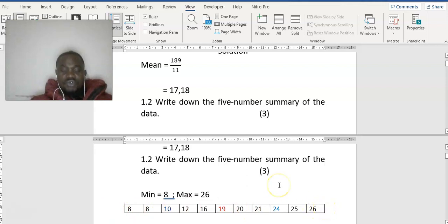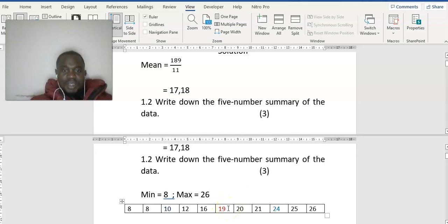The first thing we need to do is to find Q2, which is the median. So median is the number in the middle. So let's count 1, 2, 3, 4, 5. 1, 2, 3, 4, 5. So this is the middle one. So our Q2 is 19.